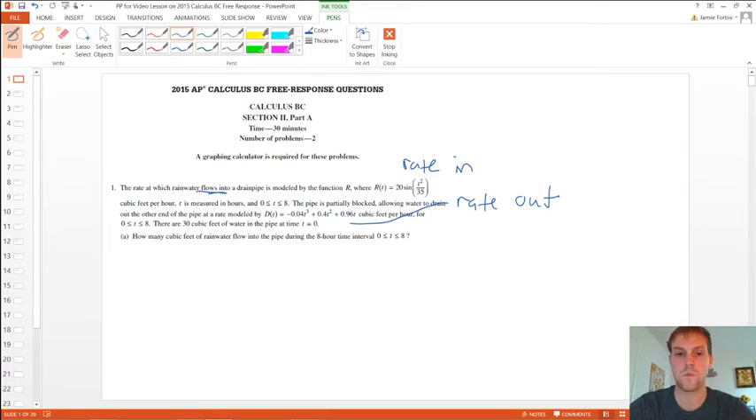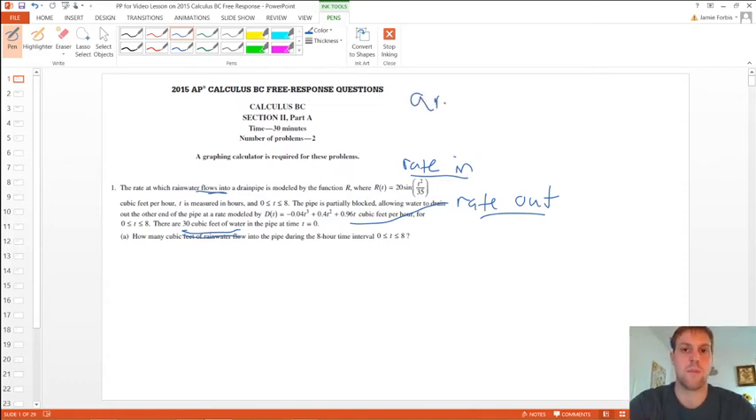Okay. And this is again between 0 and 8 hours. And initially there are 30 cubic feet of water in the pipe at time equals 0. Okay. So we don't have to do it yet, but I'm sure it's coming up. I got rate in, rate out, and an initial value. I can model this equation if I really want to.